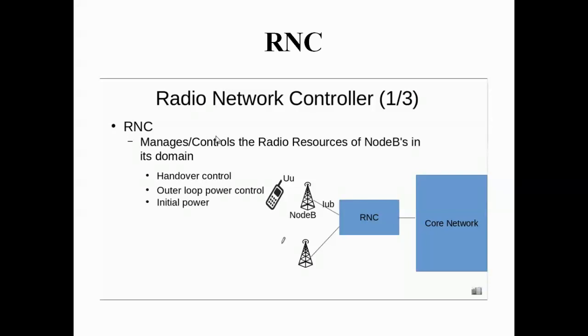First we will discuss the first logical element, the radio network controller. The main responsibility of this radio network controller is that it can control the radio resources of Node Bs in its domain. So it can control more than one Node B at a time.